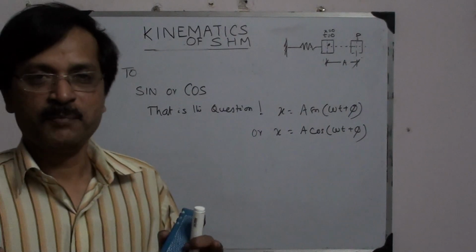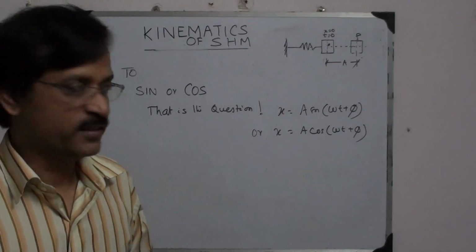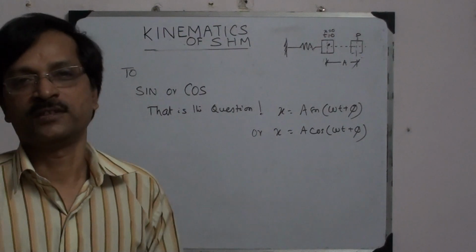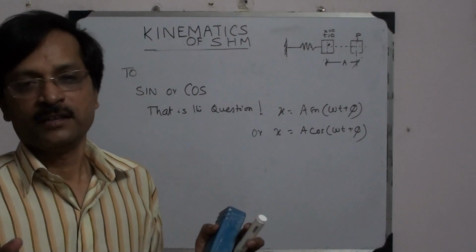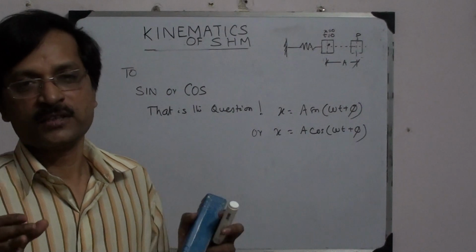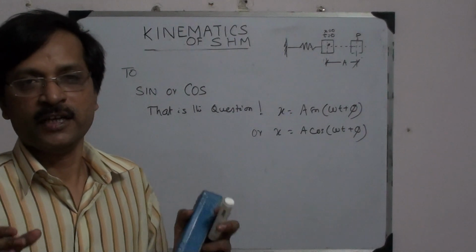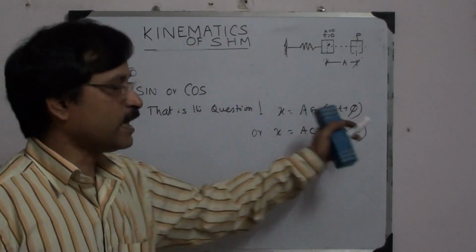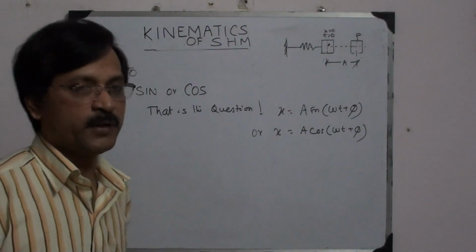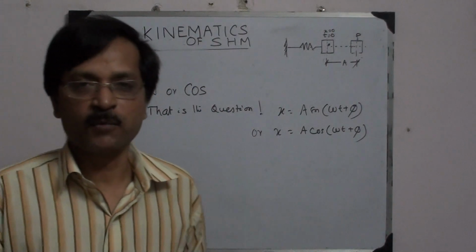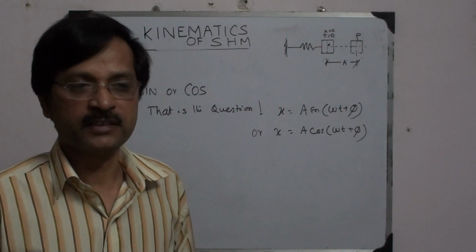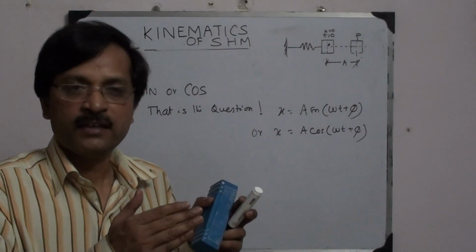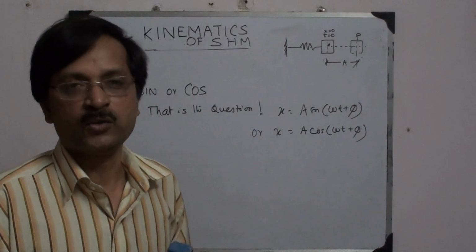Now comes a very popular confusion among students. That is, to sine or cos, that is the question. I want to take the equation of motion in a simple harmonic case, the displacement function, as a sine omega t plus phi or a cos omega t plus phi. Well, both are harmonic functions, both have the same periodicity, and actually the cosine function is only shifted by a certain amount of phase compared to the sine function.